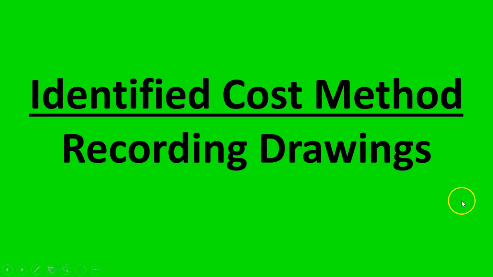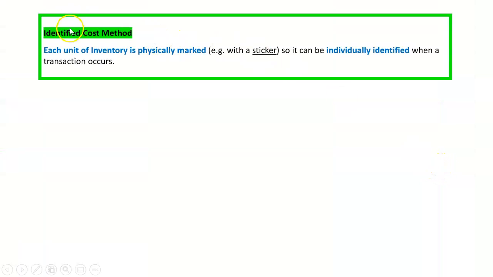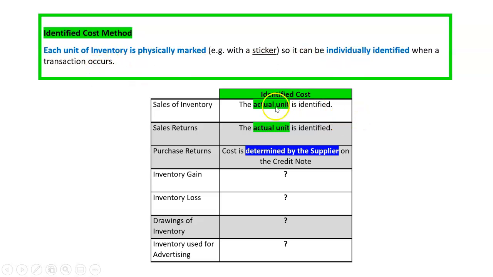Another transaction we need to know how to deal with under the identified cost method is how to record drawings. So just a quick recap, what's the identified cost method? It is where each unit of inventory is physically marked, for example with a sticker, so it can be individually identified when a transaction occurs. So here are the rules we need to know. We need to know how to treat all these transactions.